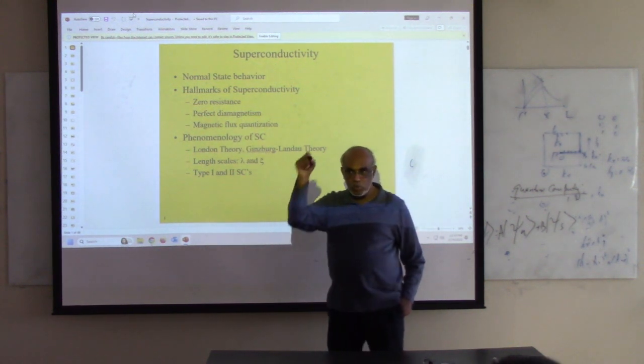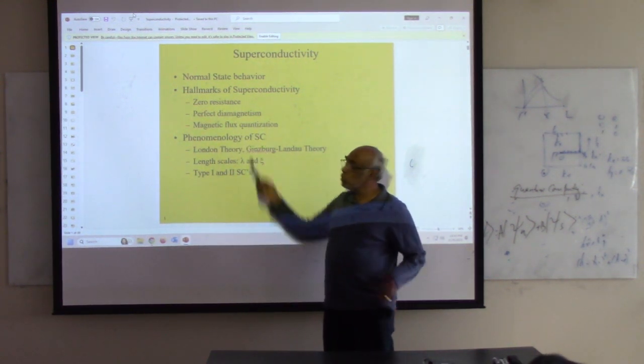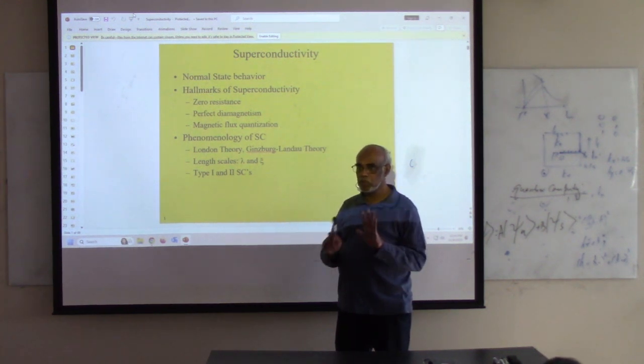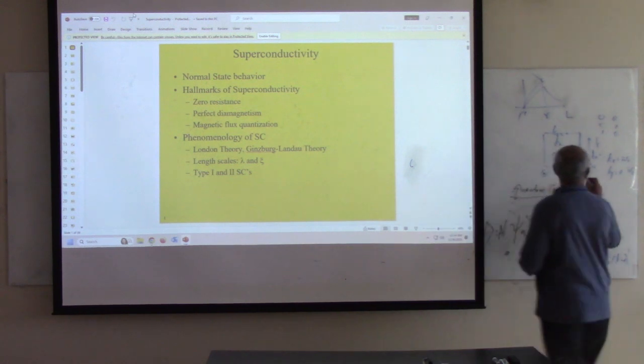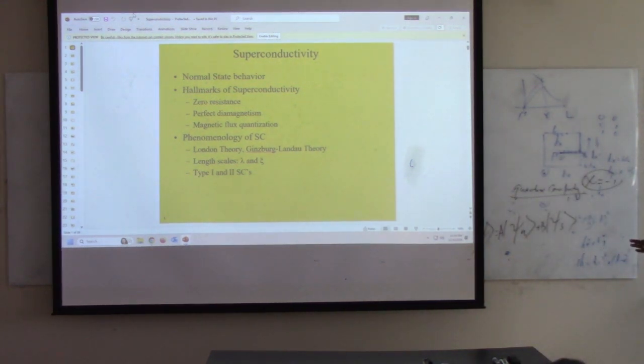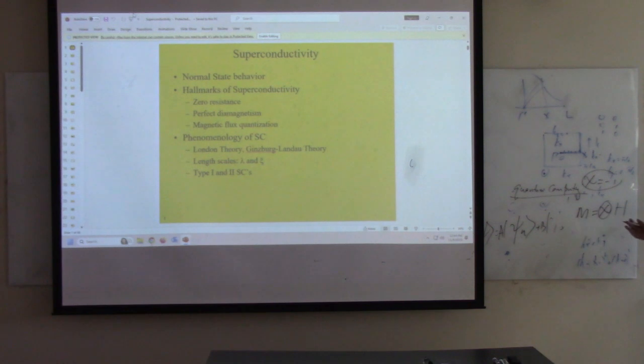Your resistance should go perfectly to 0, then it should be perfect diamagnetism. That means the susceptibility should be -1. So diamagnetism means if you have some magnetization, that depends on your chi times your applied field, right? If chi is a positive number, we say it is paramagnetic. If it is a negative number, it is diamagnetic. In diamagnetism chi is a very small number. But superconductors are perfect diamagnets. That means chi is -1.